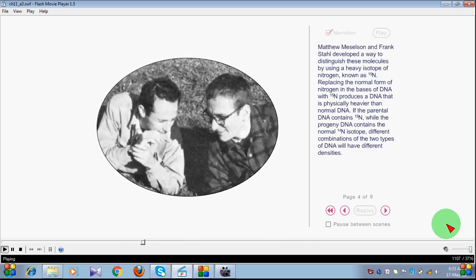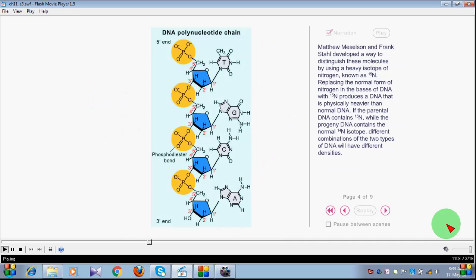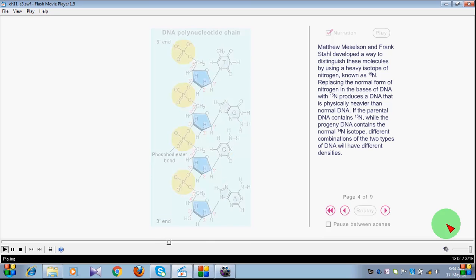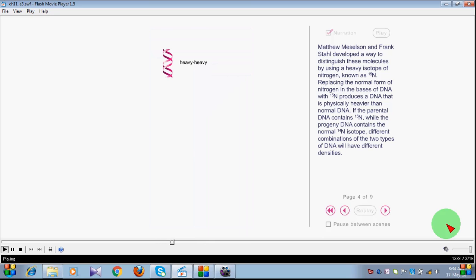Matthew Meselson and Frank Stahl developed a way to distinguish these molecules by using a heavy isotope of nitrogen known as 15N. Replacing the normal form of nitrogen in the bases of DNA with 15N produces a DNA that is physically heavier than normal DNA. If the parental DNA contains 15N, while the progeny DNA contains the normal 14N isotope, different combinations of the two types of DNA will have different densities.